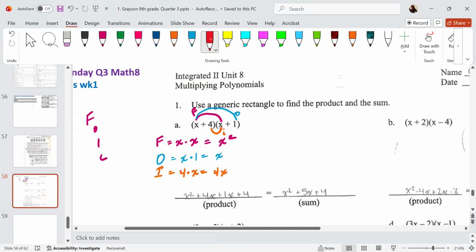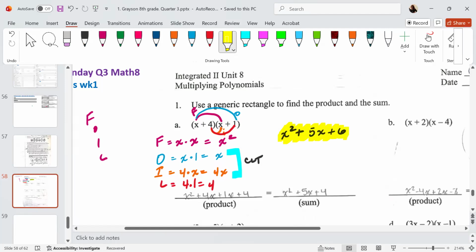and then L stands for last. So it's this one and this one. So 4 times 1. Do you see that? So then from there, you need to go ahead and combine the like terms, right? So that's x squared plus, this will give you x plus 4x, which is a 5x, plus 4. And this is your answer. Do you see that? Okay.